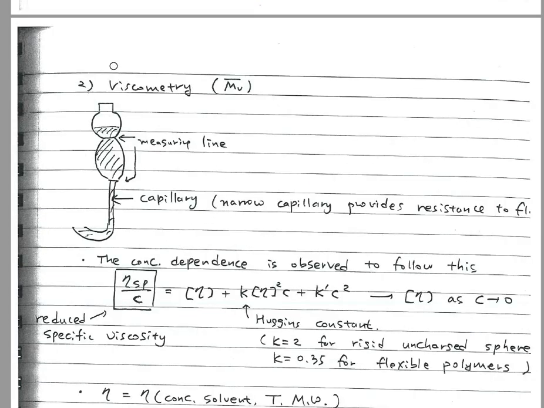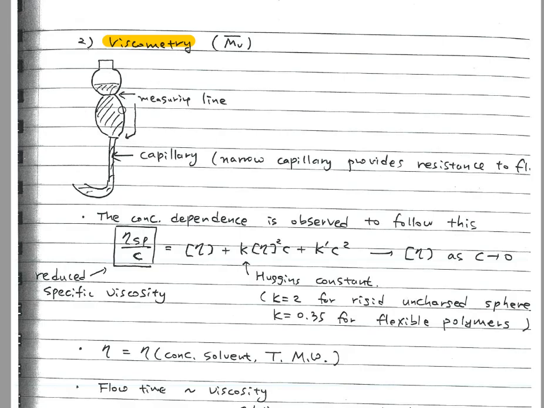And the second method is called viscometry, and viscometry is already covered in a previous video lecture. Right? We simply use the polymer solution with a very small capillary, and by simply checking the time between these measuring lines, we can determine the viscosity of the polymer solution, and that viscosity is related to the viscosity average molecular weight, Mv.